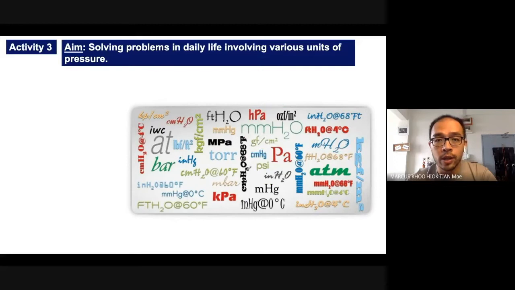Another common one that we always see is PSI. Especially when you pump air into tires, let's say you go to a petrol or Shell station, the meter over there shows PSI. PSI is kind of like an old pressure unit. I think it's per square inch, I can't remember exactly, but I know it's square inch. It's also another unit for pressure.